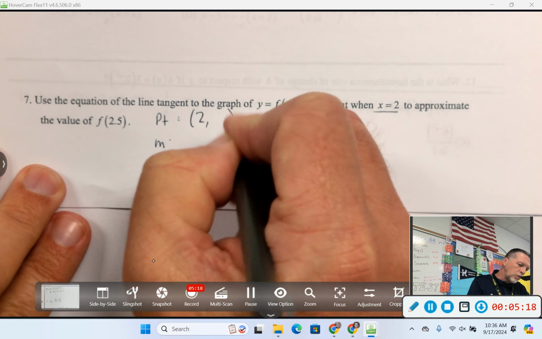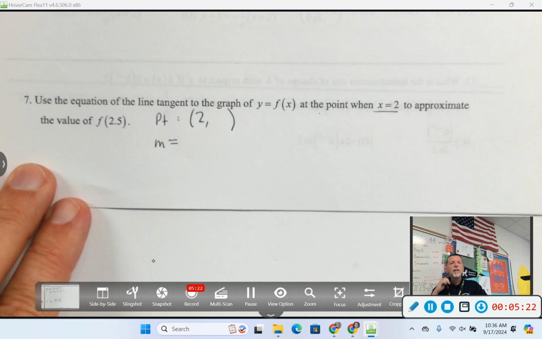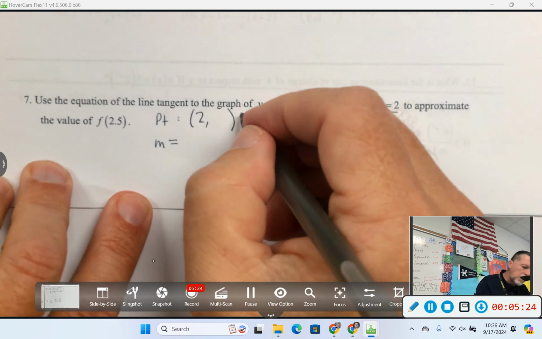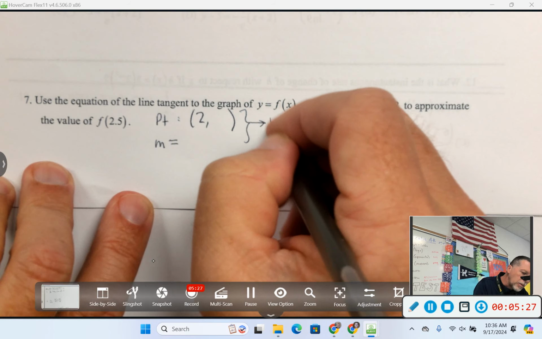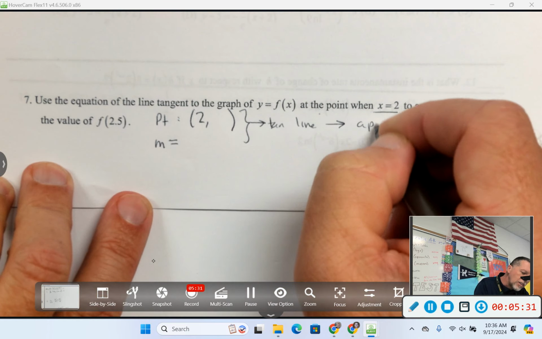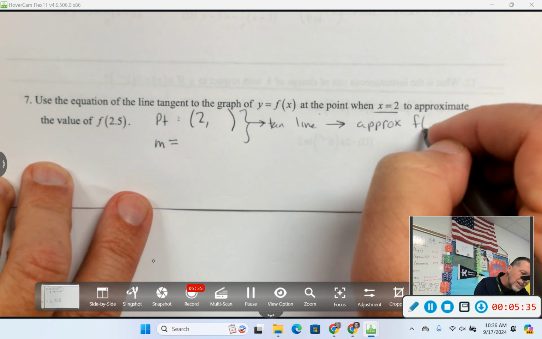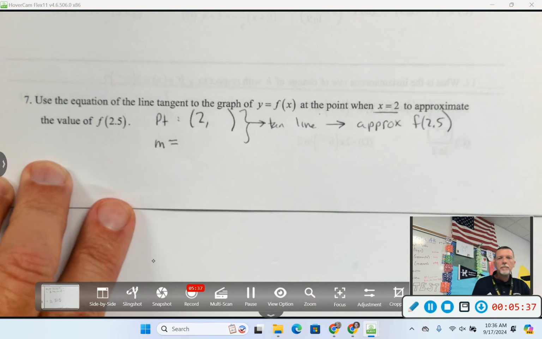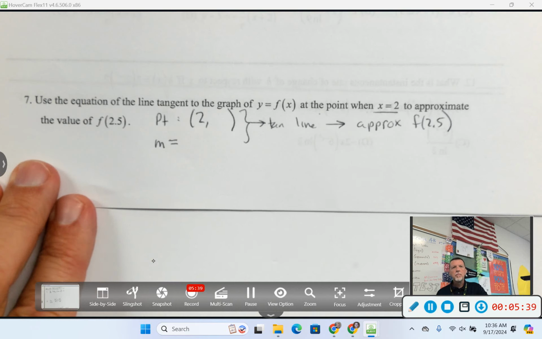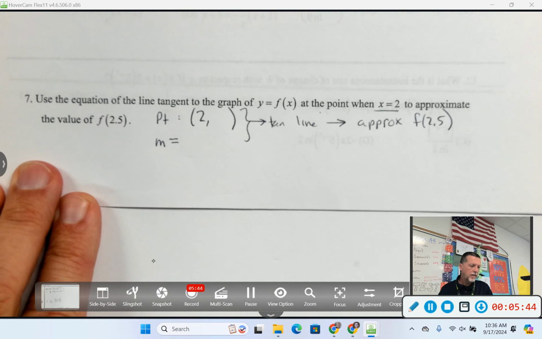The point is 2 comma something. The slope would be the derivative there. That'll give me the tangent line. So maybe I should kind of lay out the process here. That'll give me a tangent line, and then I'll use the tangent line to approximate f of 2.5. That's sort of my big picture, like map out the problem here.